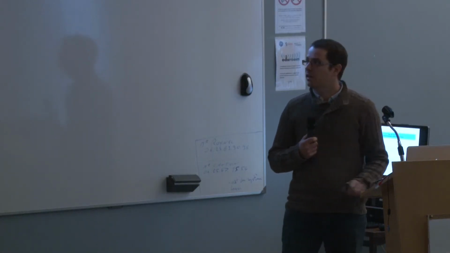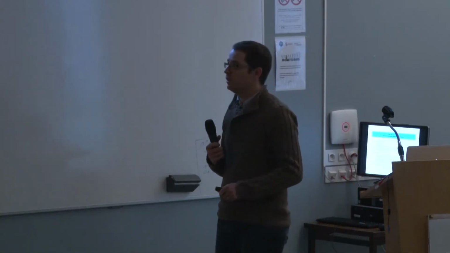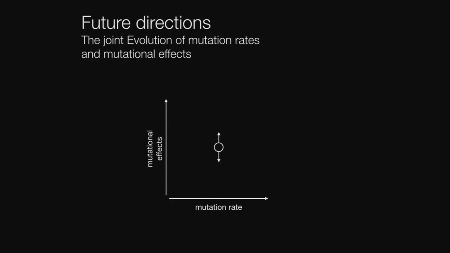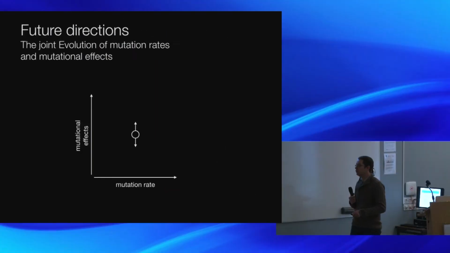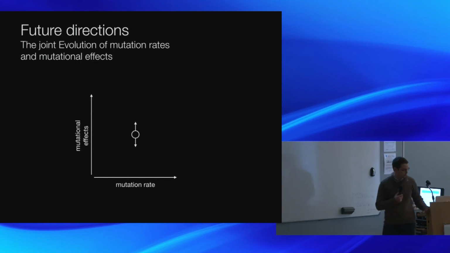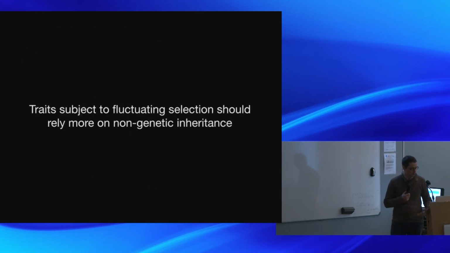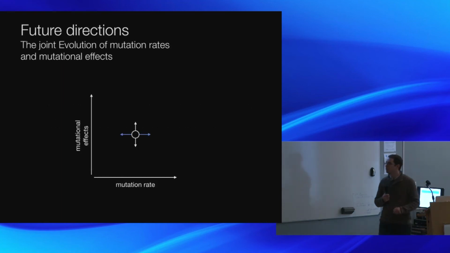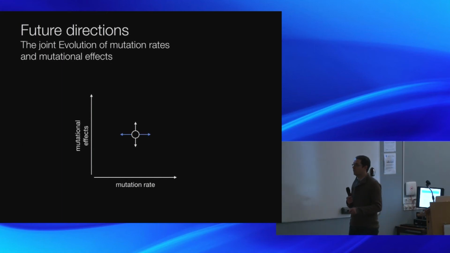Okay. And now, what we want to do next with that, there is a question. So what we've done so far is fixing the mutation, epimutation rate, and see how the mutational effects evolve. And this is quite a restricted setting because we know that mutation rates can also evolve. And so what we want to do is both, like joint evolution of mutation rates and mutational effects.